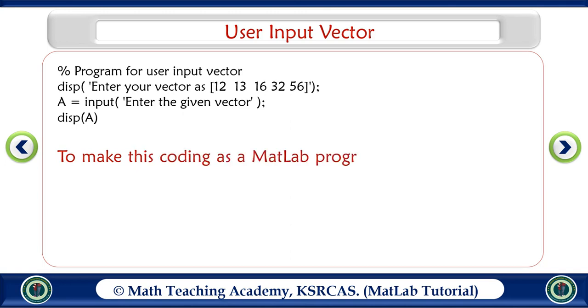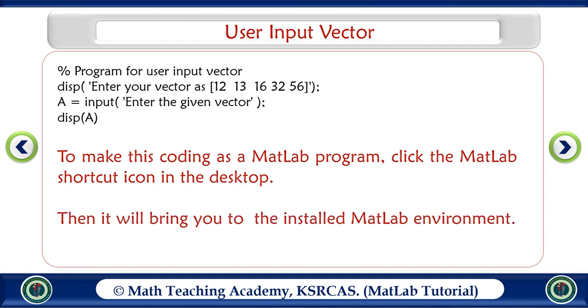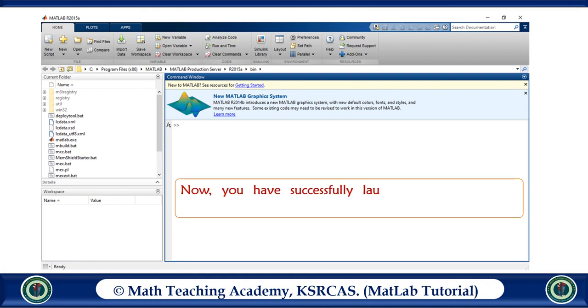To make this coding a MATLAB program, click the MATLAB shortcut icon on the desktop. Then it will bring you to the installed MATLAB environment. Have a look at the screen. This is the MATLAB environment, whichever version you have installed in your system. Now you have successfully launched the installed version of MATLAB.